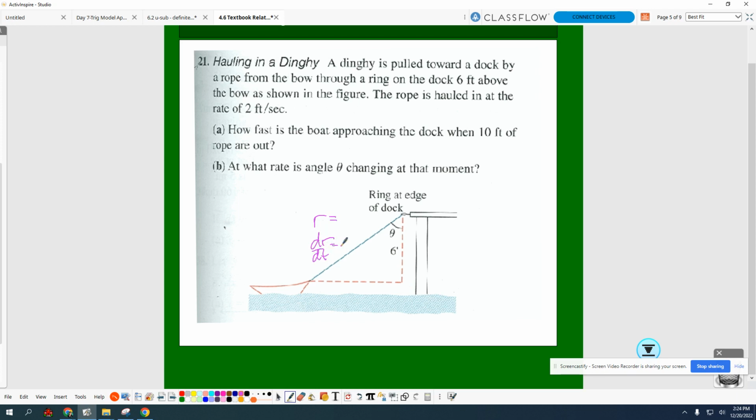When 10 feet of rope is out, is this distance 10, or is the hypotenuse 10? The hypotenuse is 10, but the rope is also changing. The rope is being hauled in at 2 feet per second. Is it a +2 or a -2? -2, because you're pulling it in, so the rope is getting shorter and shorter. So -2.